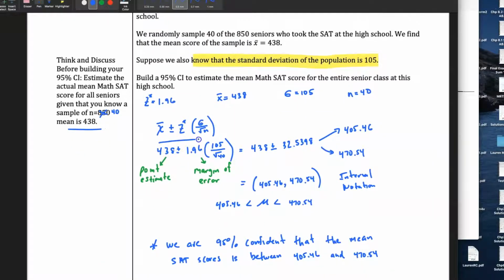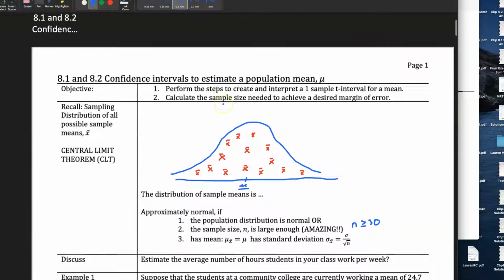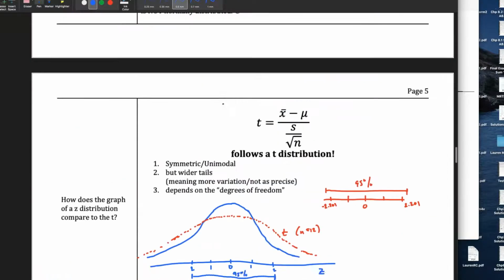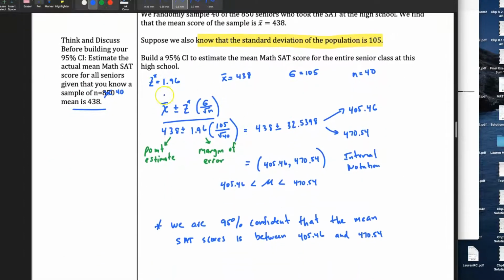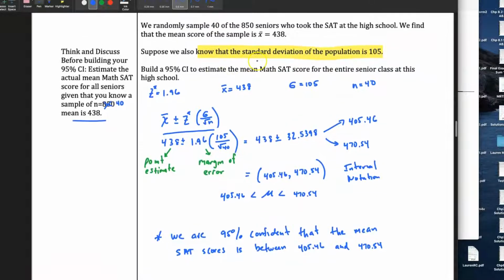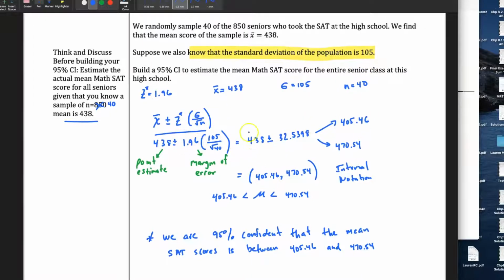So we would use the formula. We have the given information. We're trying to create a 95% confidence interval. So our Z critical is 1.96, which we calculated in the previous section. And for some reason, let's say we actually know the standard deviation of the population is 105. And then we go ahead and plug in, and you can see we'd get the values.